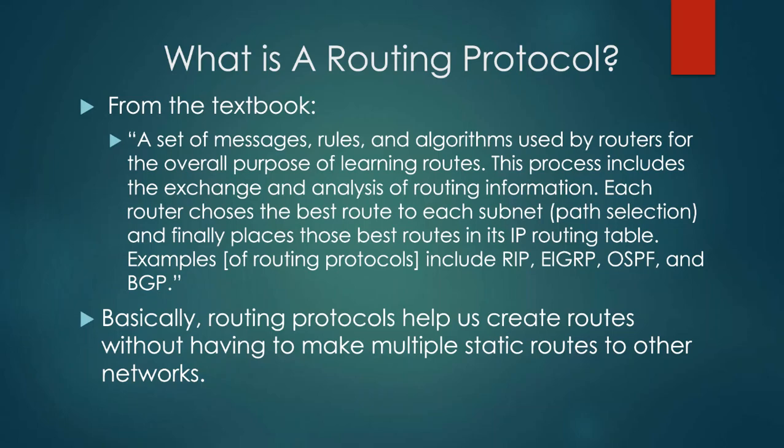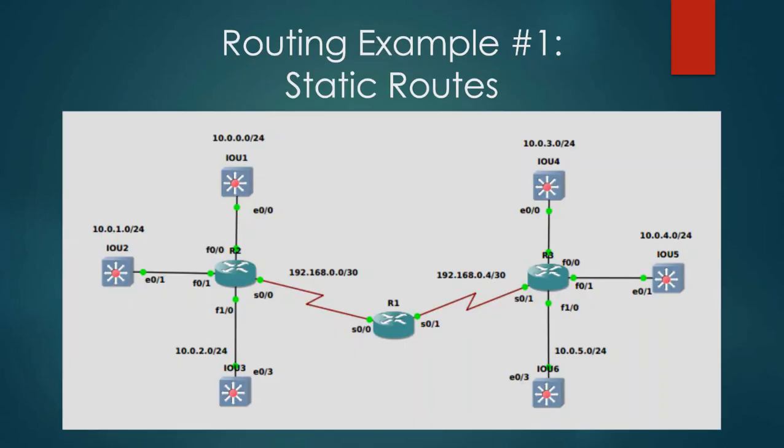Examples of routing protocols include RIP, EIGRP, OSPF, and BGP. If you need a simpler explanation, basically routing protocols help us create routes without having to make up multiple static routes for other networks. Basically, we configure certain information on our routers, and that part is manual, but the routes themselves automatically propagate on the routers. We'll explain it in a bit, but let's consider this topology I made.